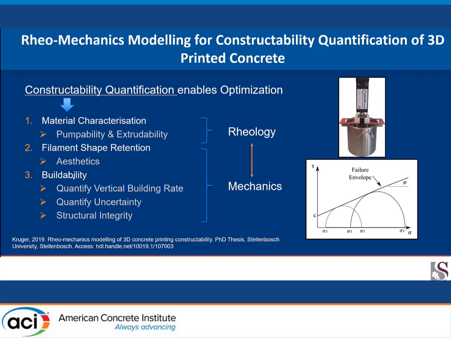Then I moved on to buildability, and that is where we want to quantify the vertical building rate. So how fast can you actually print vertically, and what is the height that you achieve? If you do that, you can quantify uncertainty, and also, to a certain degree, ensure enhanced structural integrity. I did this by developing analytical models for these two using mechanics, in particular Mohr-Coulomb, that I also simplified to Tresca.